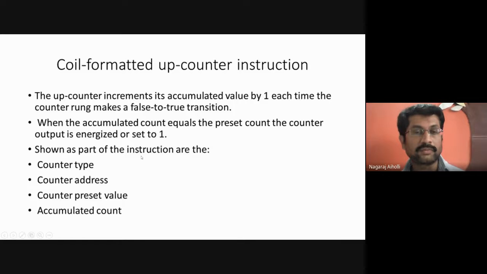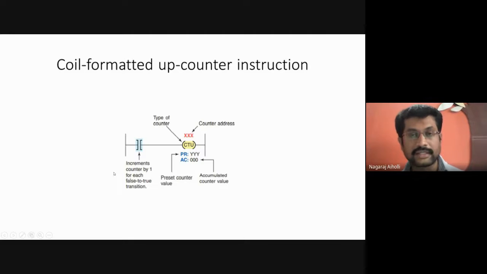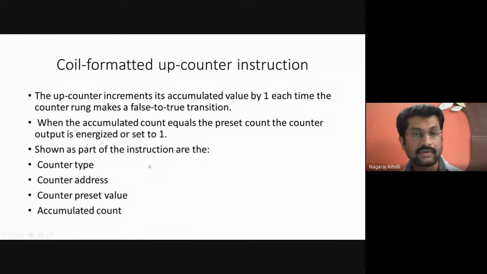Here they have shown part of the instruction, that is the counter type. In this diagram, we can see the counter type, counter address, preset value, accumulated value, and when the rung will become true. That is, when this relay contact goes from false to true state, when it becomes 1, when it is energized, that time the rung is becoming true. As the rung becomes true, the counter will be activated. Counter type, counter address, counter preset value, accumulated count.